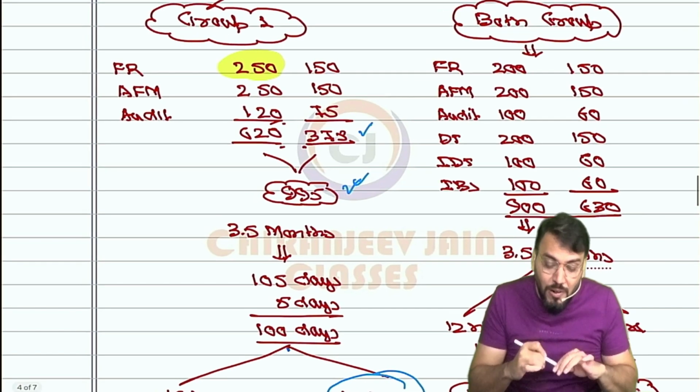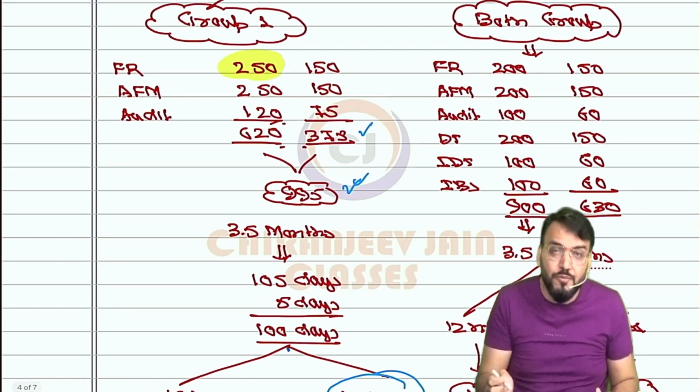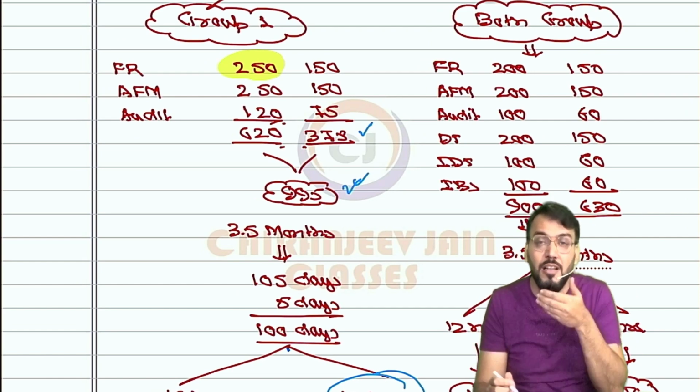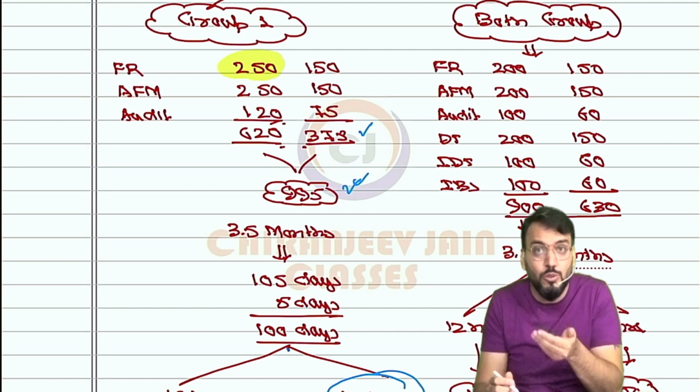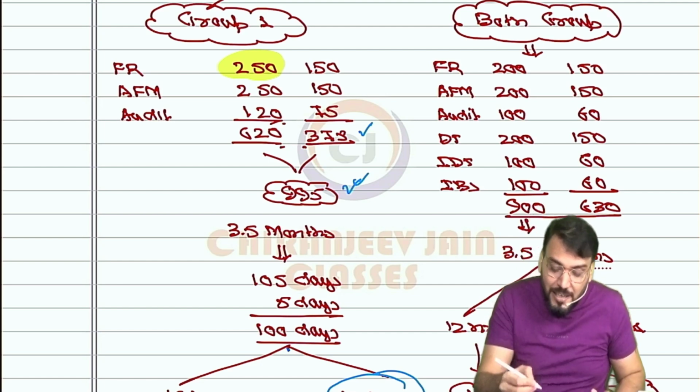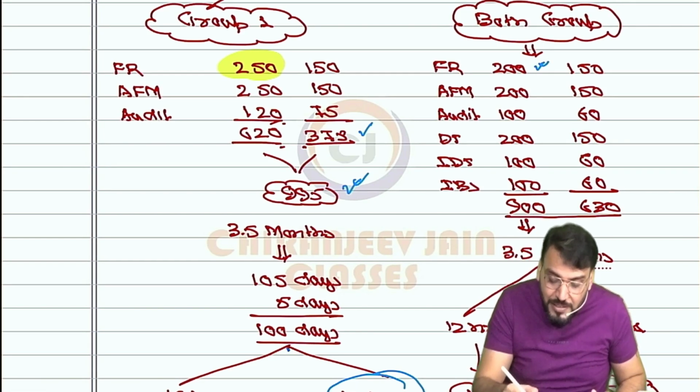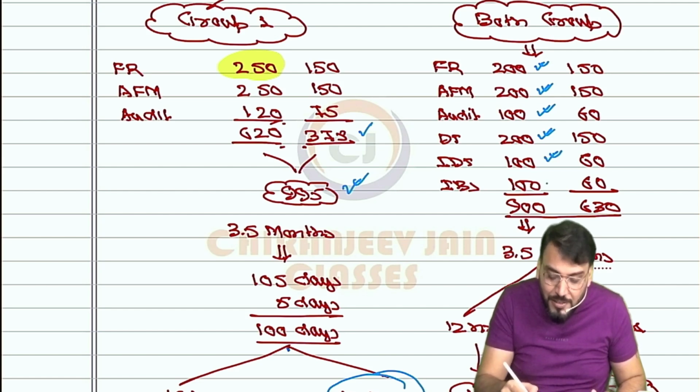Correct? Now I have planned 2 revisions for you. Whether it is possible or not possible in these 3 months, let us see. So FR I have given 200 hours, AFM I have given 200 hours, audit I have given 100 hours, DT I have given 200 hours, IDT I have given 100 hours, IBS I have given 100 hours. It comes to 900 hours.